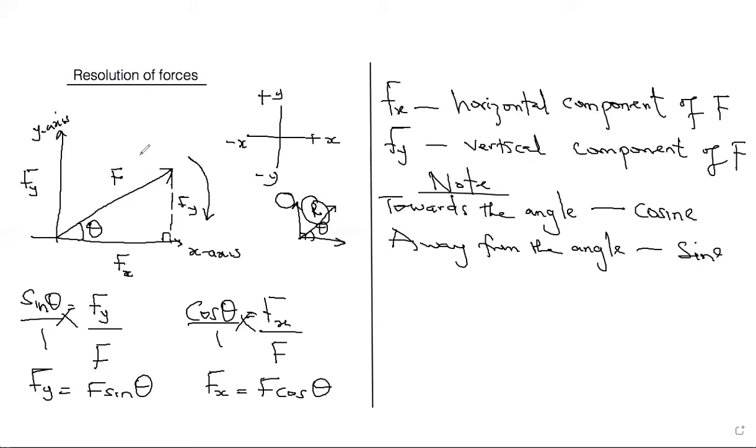If I want to place this force on the vertical axis, I have to move like that. In that case, I'm moving away from the angle, so I'm going to use sine. That will be this force times sine of the angle. If you are moving towards the angle, it's going to be this force times cosine of the angle. Keeping that in mind will help us going forward. Okay, let's look at some examples.